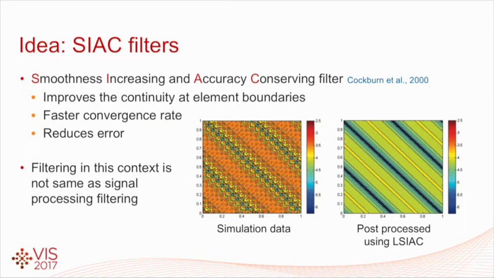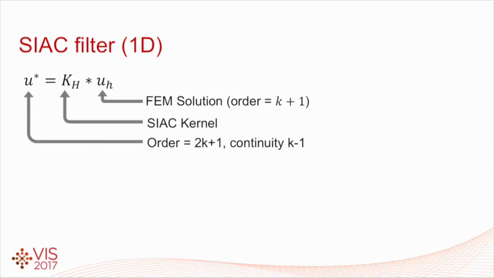So let's look at a 1D SIAC filter to understand it better. Let's say u_h is a 1D FEM solution of polynomial order k+1. K_h is the SIAC kernel, where h is the characteristic length of the SIAC kernel. When we convolve the SIAC kernel with the FEM solution, you create u star, which is the post-processed solution. This solution has polynomial order 2k+1 and has continuity at the element boundaries of k-1.